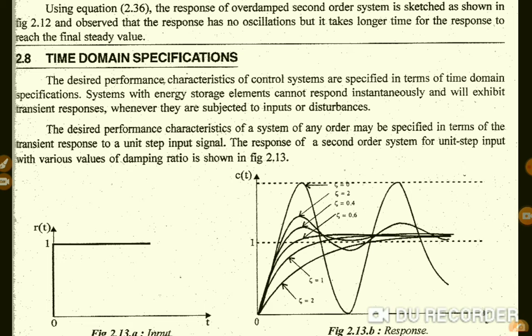In this video I'm going to explain the time domain specifications in unit number 2. For any control system, the desired performance and characteristics are specified in terms of time domain specifications.